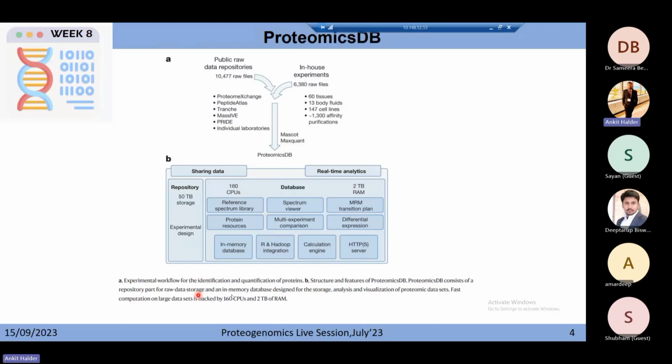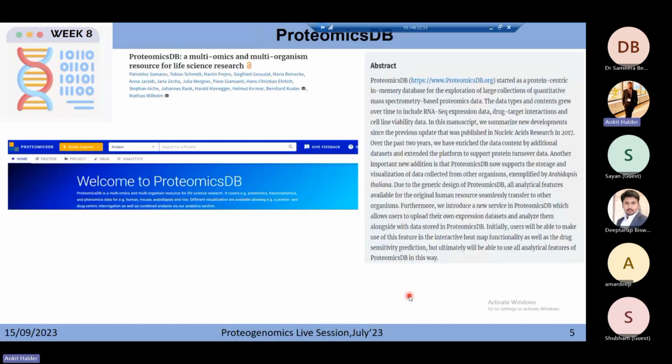Here you can see the experimental workflow of how they did the identification and quantification of the proteins. It consists of a repository part for raw data storage, designed for the storage, analysis, and visualization of the proteomics data sets. This is how they fully developed it. So this is one of the resources; ProteomicsDB is one that helps you.